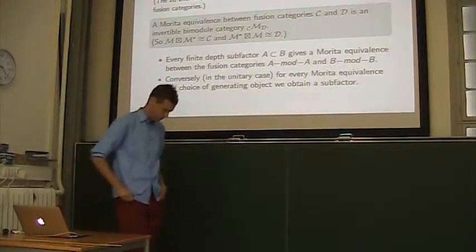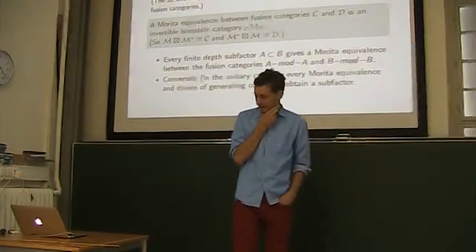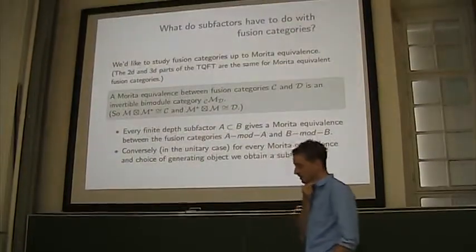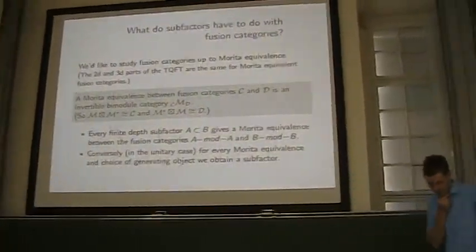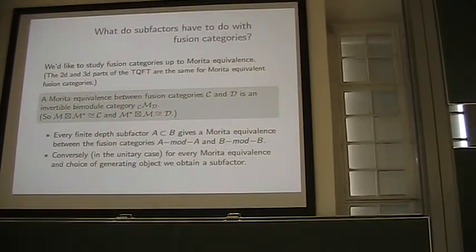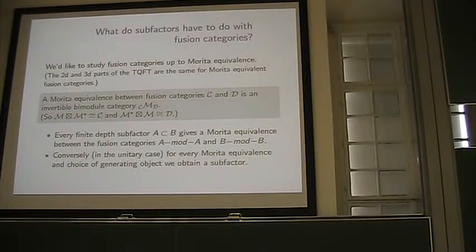So, what on earth do subfactors have to do with fusion categories anyway? Well, one thing is that while we're studying fusion categories, it seems sensible to study them up to Morita equivalence. There are, I think, two reasons to do this. One is that if you're interested in the TQFT that comes from a fusion category, the two- and three-dimensional part only sees the Morita equivalence class of the fusion category. A Morita equivalence gives you isomorphisms between the Drinfeld centers and so on.